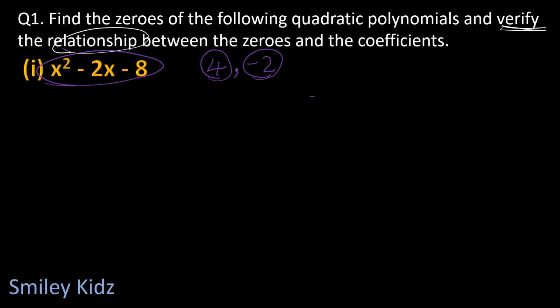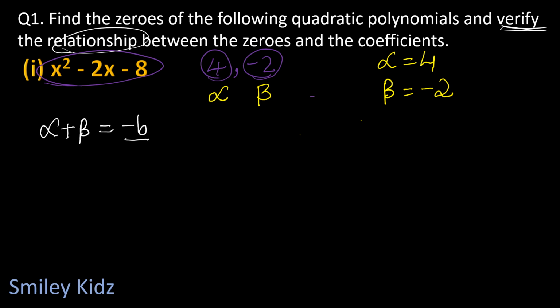Now, let's suppose one of the zeros is alpha and the other is beta. That means alpha is 4 and beta is minus 2. This alpha and beta are nothing but the zeros of the quadratic polynomial x square minus 2x minus 8, isn't it? Now we're going to verify the relationship between the zeros and the coefficients. We know the fact that alpha plus beta is equal to minus b by a.